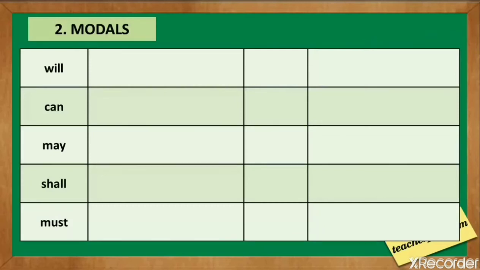The second rule is regarding the use of modals. We also change our modals when we make indirect speeches. Examples: the modal will change into would, can into could, may into might, shall into should, and must into had to.